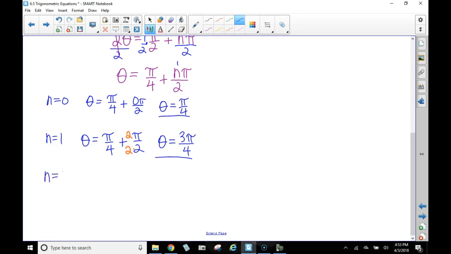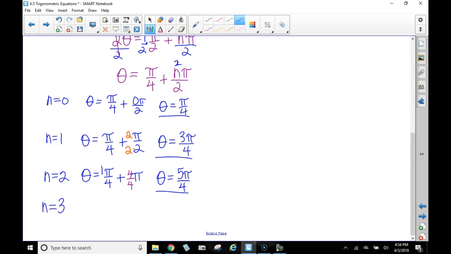Keep going. If n is equal to 2, theta is equal to pi over 4 plus 2 pi over 2, which is just pi. With a denominator of 4, this can be written as 4 pi over 4, which is the same thing as just pi. So we'll get a theta of 5 pi over 4. There's another answer, and that's not greater than 2 pi. We're going to keep on going.